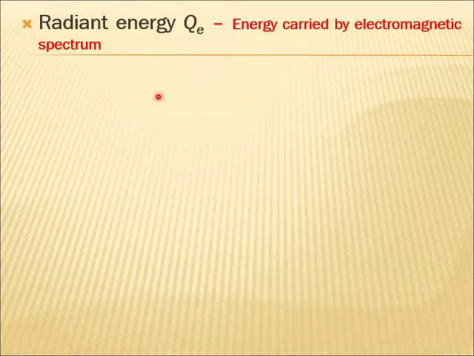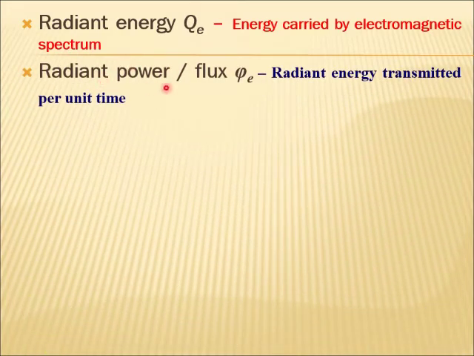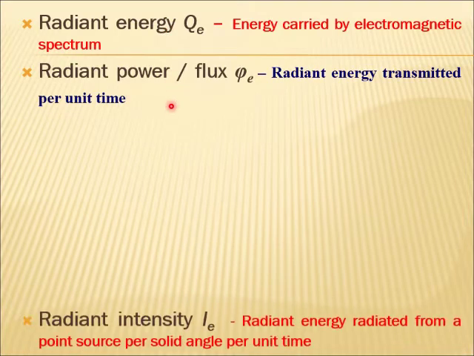Now we will define each radiant quantity. The first is the radiant energy, the total amount of energy carried by the electromagnetic spectrum. The second is the radiant power or radiant flux, denoted by phi suffix E, is the total amount of radiant energy transmitted per unit time.